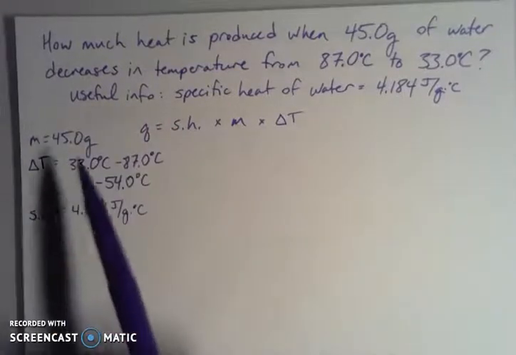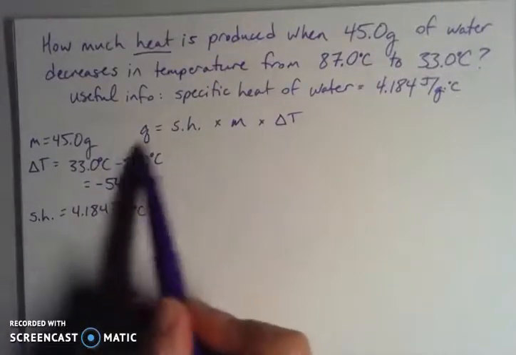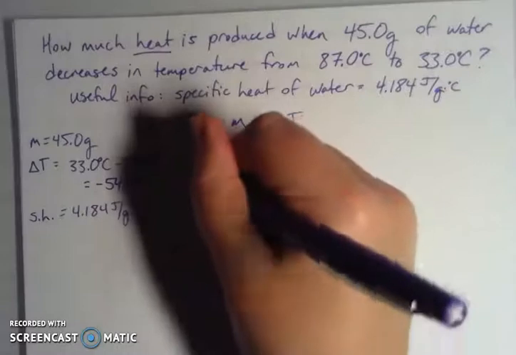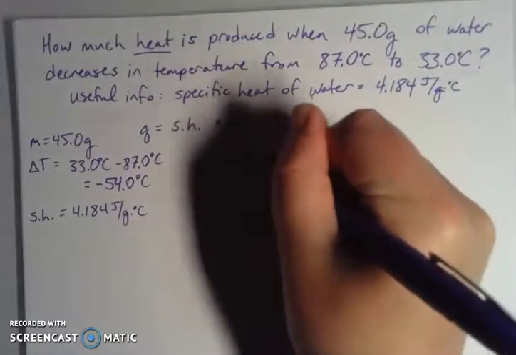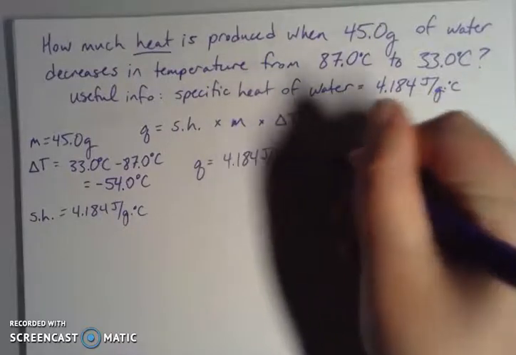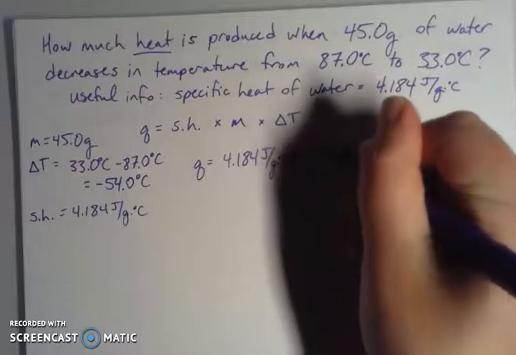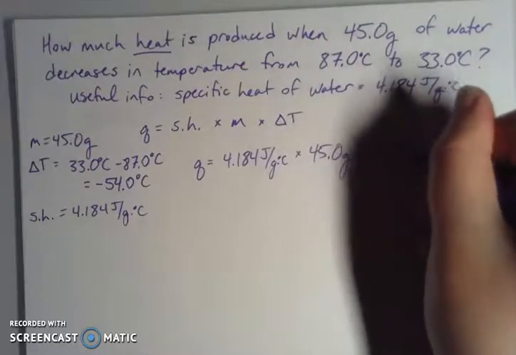Okay, so it's asking how much heat. So I'm solving for Q. And if I plug everything into my equation here, I get Q is equal to my 4.184 joules per gram degree Celsius times my mass, which is in grams, times my change in temperature, which is negative.